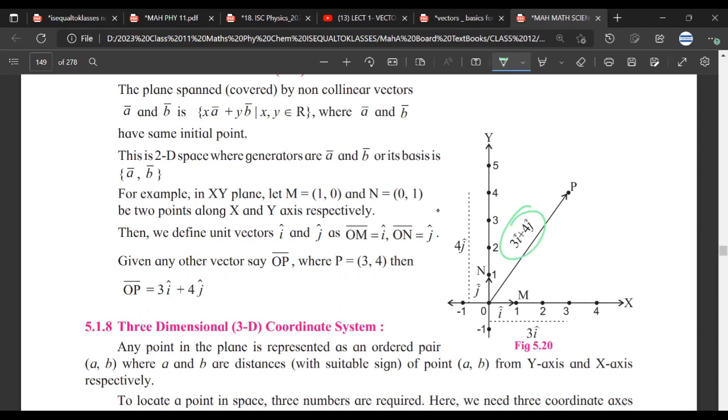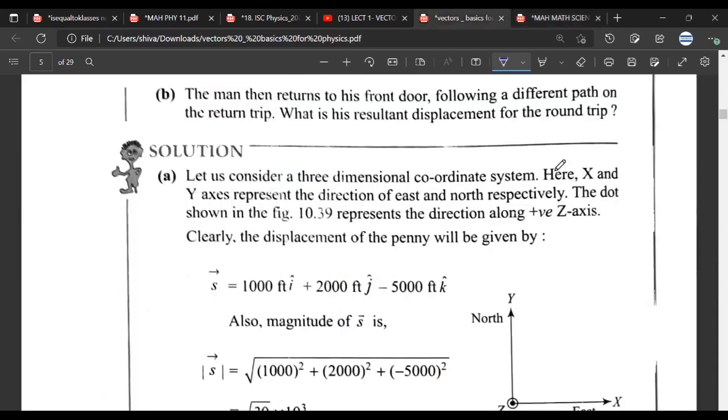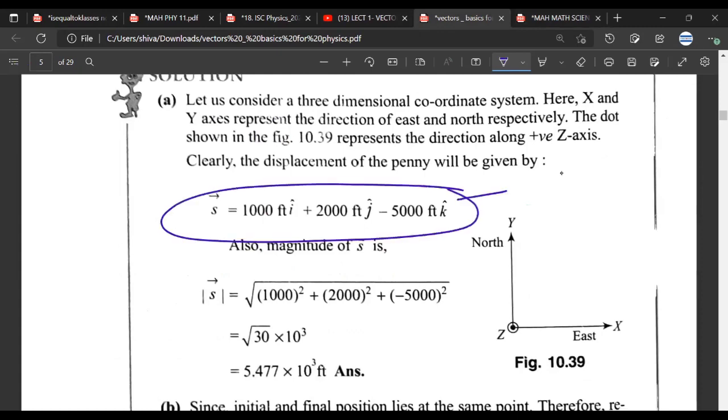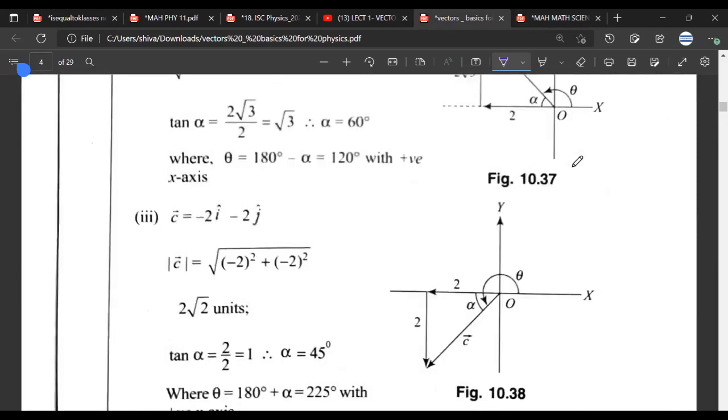So if there is a vector like 3i plus 4j, I need to be comfortable. I need to understand that this is a vector in 2 dimensions. But if there is a vector like 3i plus 4j minus 5k, then I should be comfortable that this is a vector which is in 3 dimensions. Are we clear? So for example, this vector written in front of you, I should be comfortable that this vector is in 3 dimensions. But if I see a vector like this, then I should be clear that this is in 2 dimensions. Are we clear?